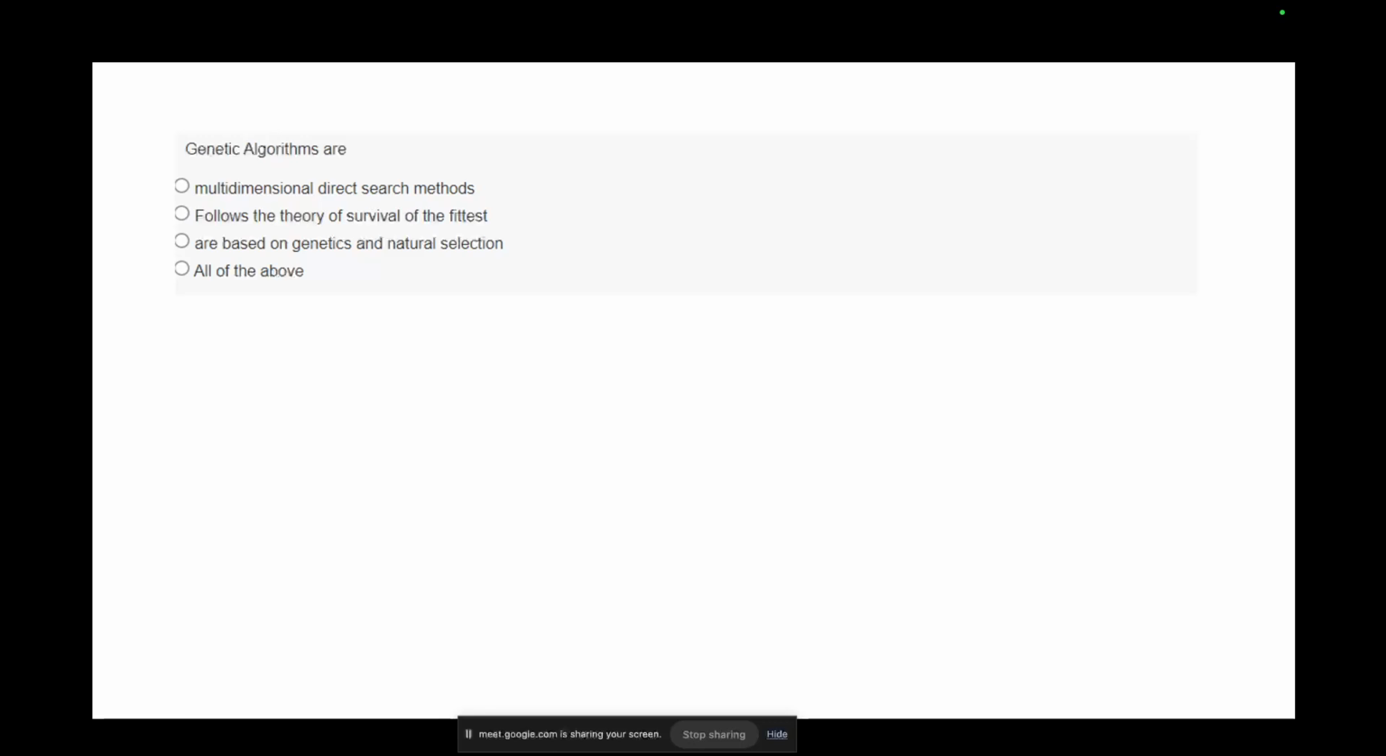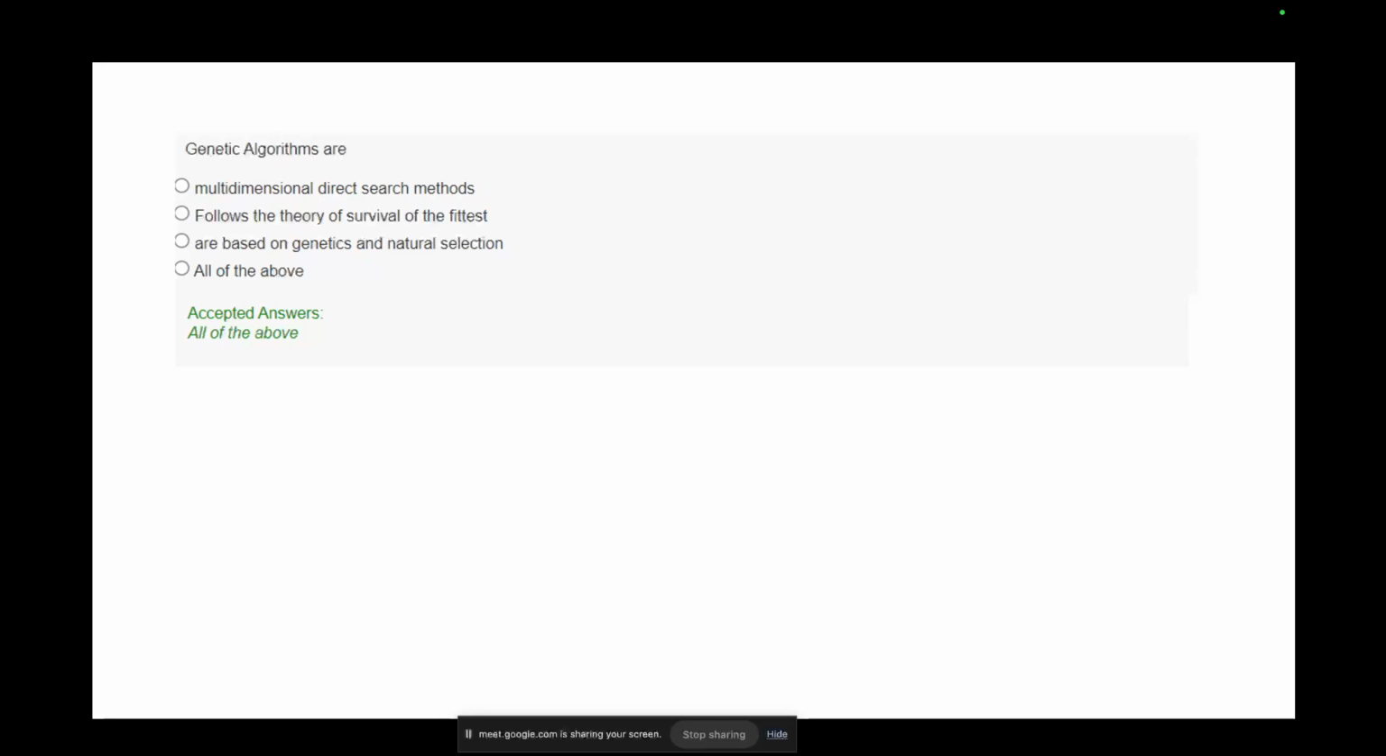All of the above. Yeah, it's true. I feel like ABC. Okay, so it's a multi-dimensional direct search method, obviously, because you search across different solutions, and it's a multi-dimensional search.